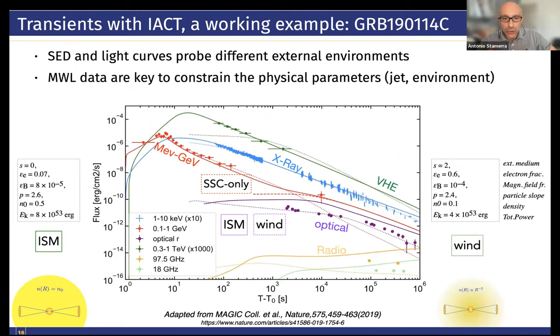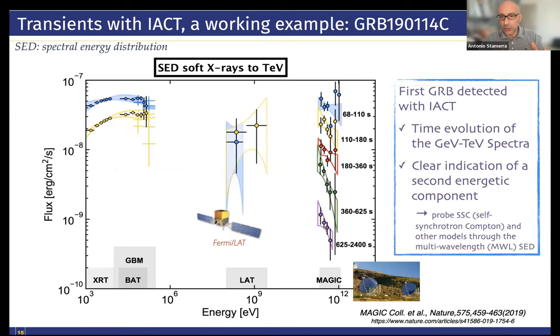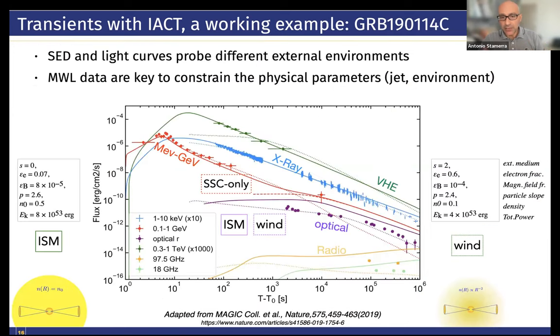To go more into the details, you see here the light curve. This is a bit of a complex figure, I know, but just to give you an idea, this is a light curve at different wavelengths, from very high energy, X-ray, MeV, and optical and radio. Before, this indication of a second component could be driven directly from gamma rays, but here we need the multi-wavelength observation, and regular optical observation in time is key.